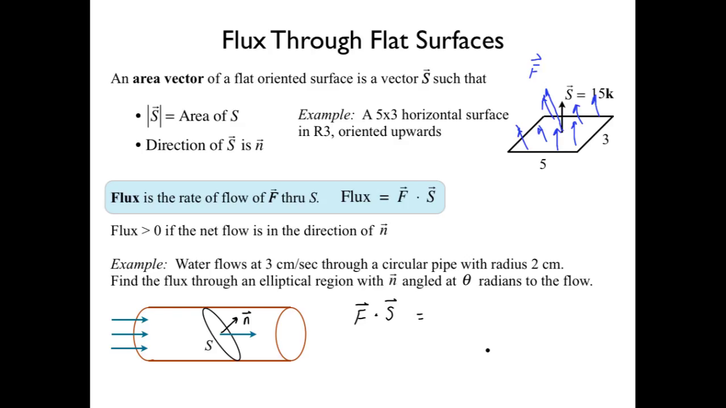And so how can we do that? And then, let's see, n is at angle theta to the flow, so this is theta here. So how are we going to compute F dot S? Remember, there were 2 ways to calculate the dot product, and we use whatever's most convenient, right? What would be most convenient here?